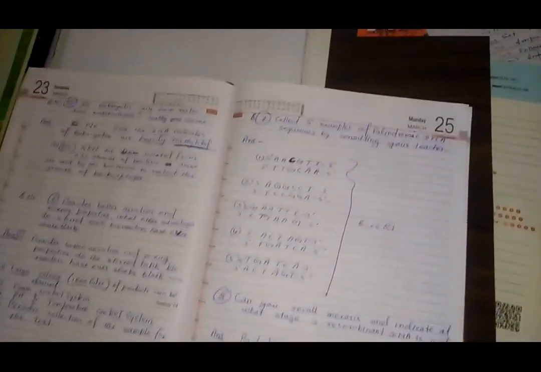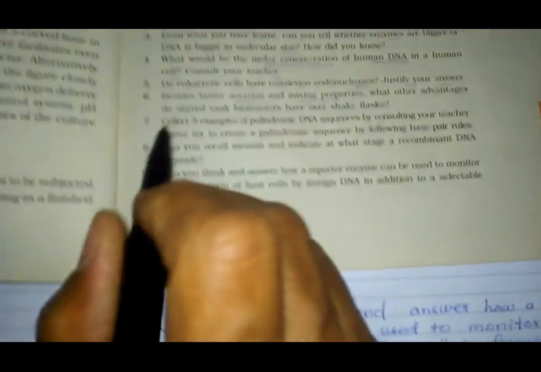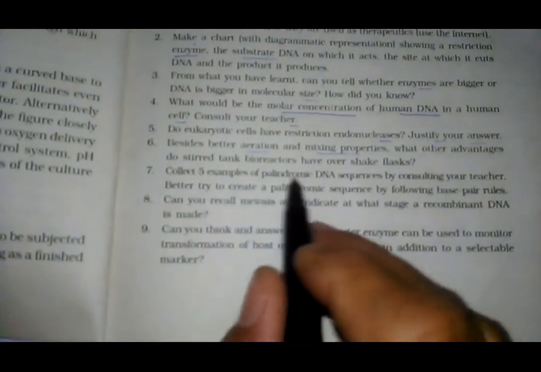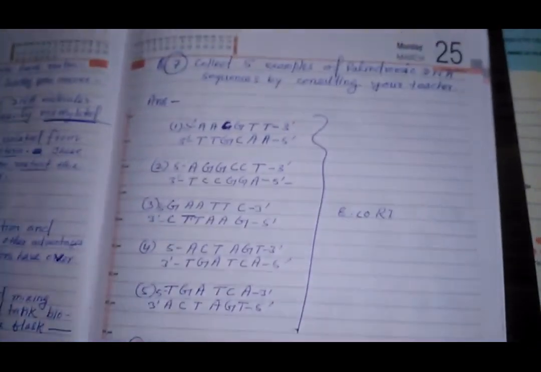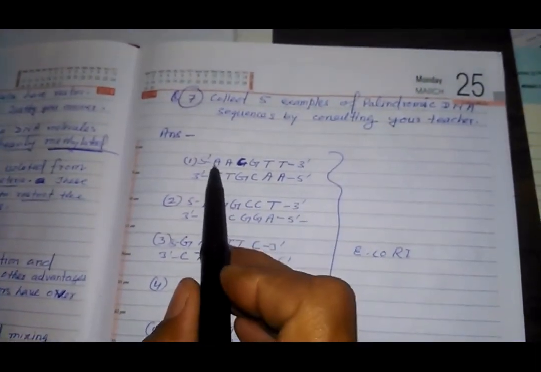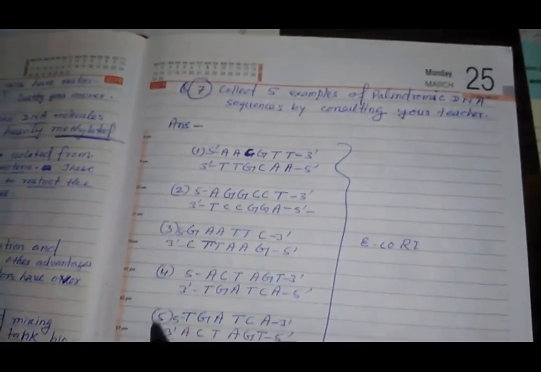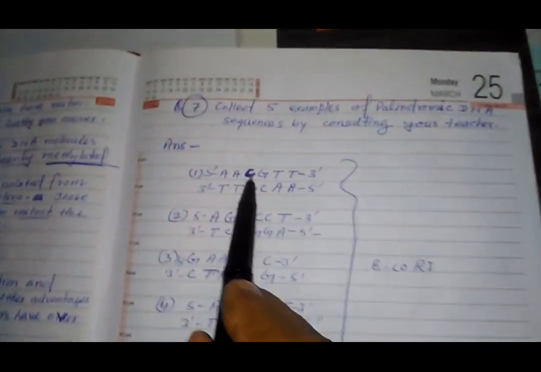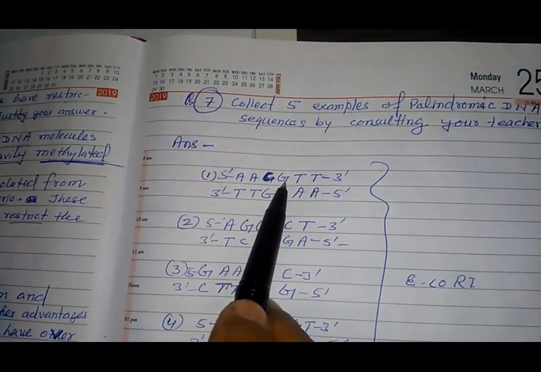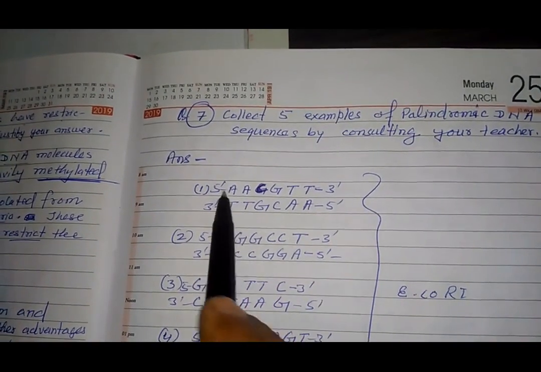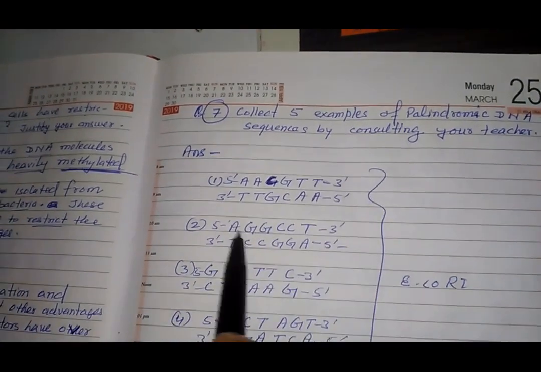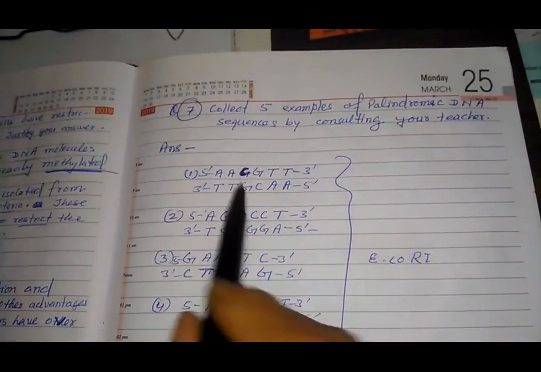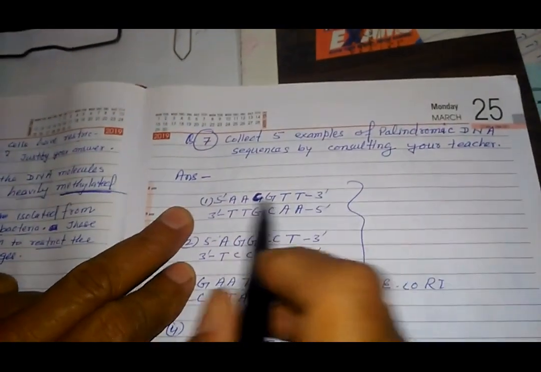Question number 7. Collect 5 examples of palindromic DNA sequences by consulting your teacher. Everything gets thrown on the teacher. So here I have given 5: 1, 2, 3, 4, 5. One is AACGTT, in the 5 to 3 prime direction. AACGTT. One palindrome is there. When read from the 5 to 3 direction, they appear to be the same.